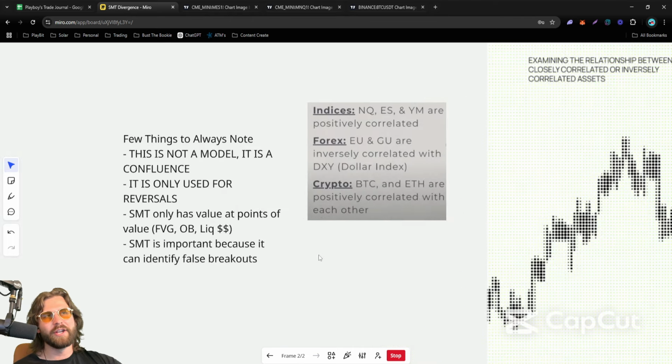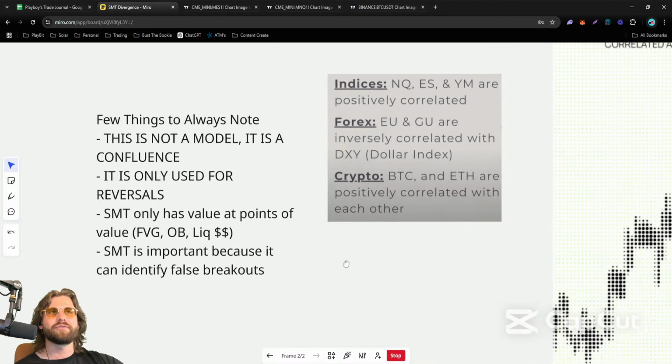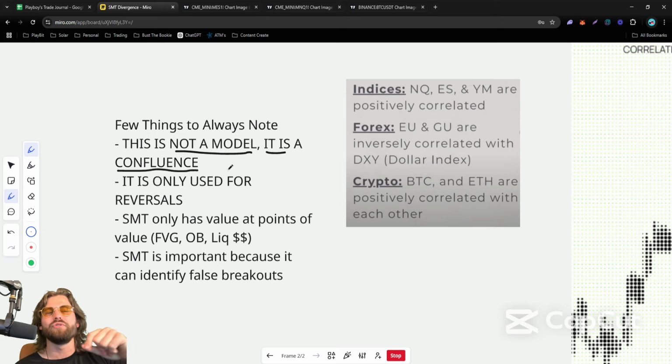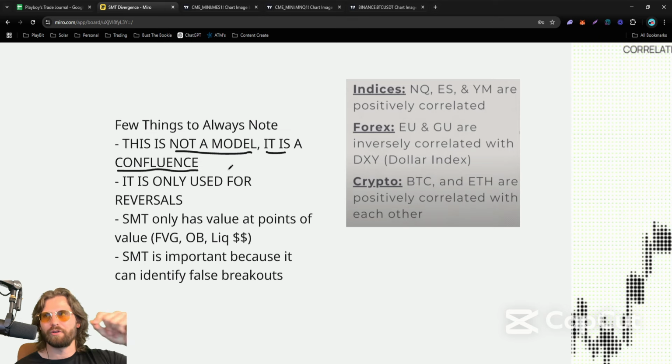A few things to note, and I don't get why most traders online or influencers don't talk about this, because it's extremely important and helps clarify that SMT divergence is not a trading model whatsoever. It is a confluence. It is something you use in conjunction with your trading model. SMT by itself is not a trading model. More people need to say this. I don't know why they don't. Some people think that all you need to do is use SMT and you can make money. This is completely false and sets incorrect expectations.